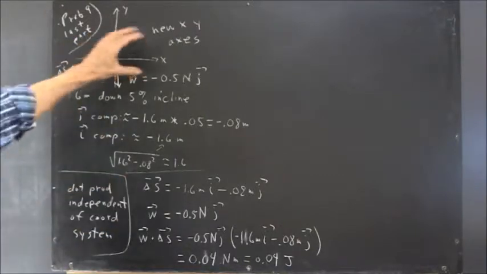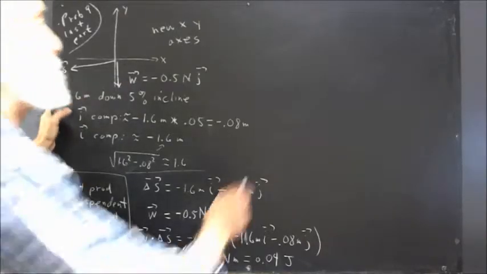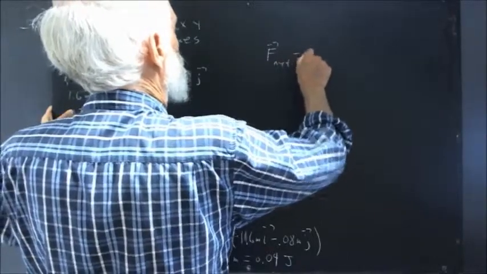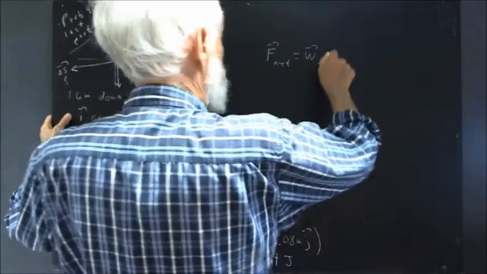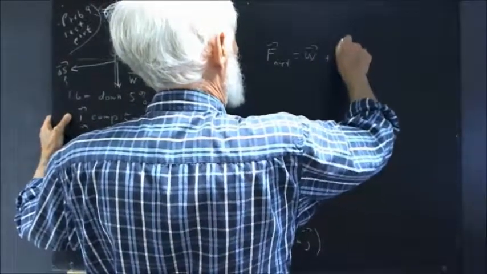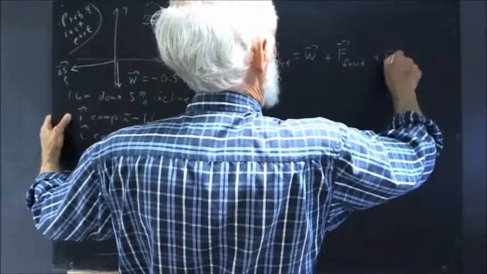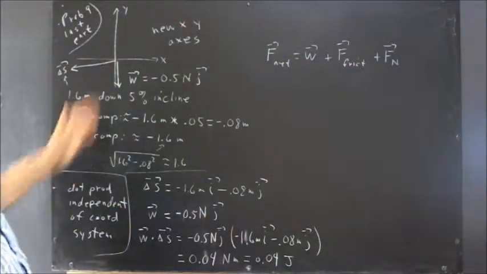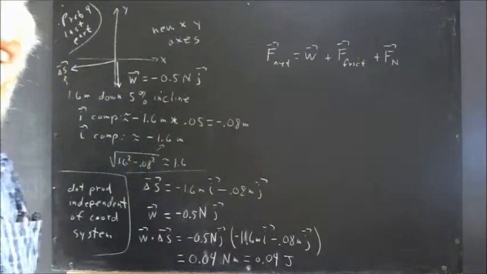And notice that in this coordinate system, the net force vector should equal the weight vector, the whole weight vector, not just the component, plus the frictional force vector, plus the normal force. Those are the forces acting on the object, and those forces can be analyzed in this horizontal vertical coordinate system.